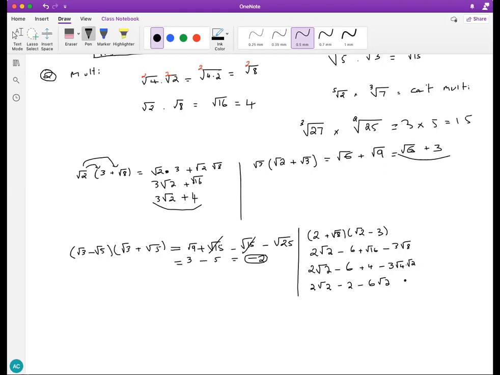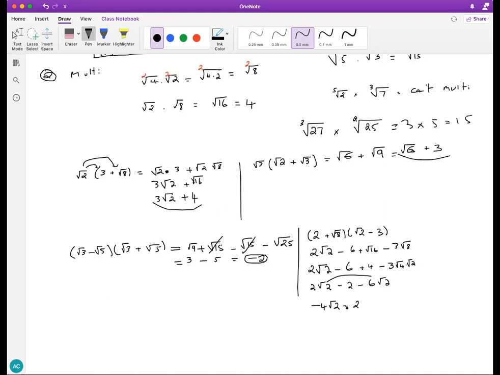Can we simplify more? Yes. You subtract the 2 radical 2 with the 6 radical 2. These are similar, we can combine them. So this will be 2 take away 6, which is negative 4, and this radical stays the same, and minus this 2.